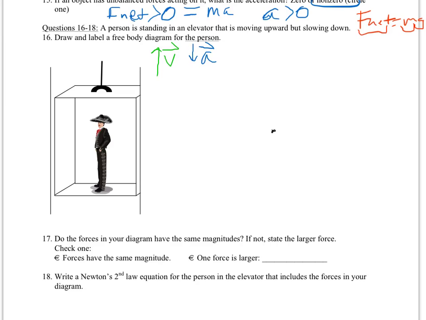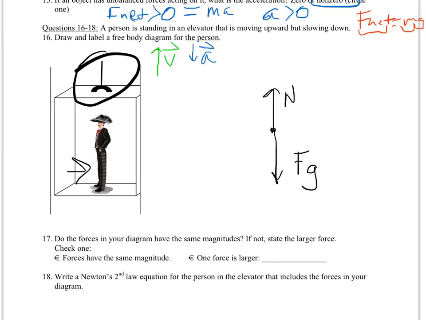Okay, so the person has acting on them their weight, and there's a normal force from the elevator. Now the elevator has a tension because there's a string, but the person has weight, and the person is standing on something, and because he's standing on something, that's a normal force. The elevator has tension, the person has a normal force because he's standing on something.